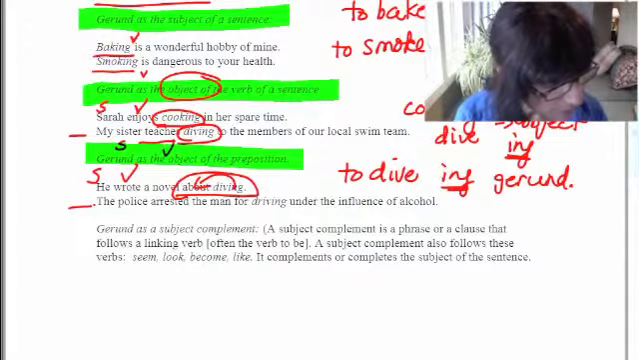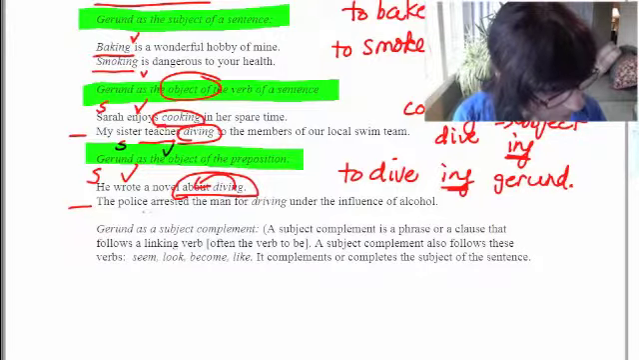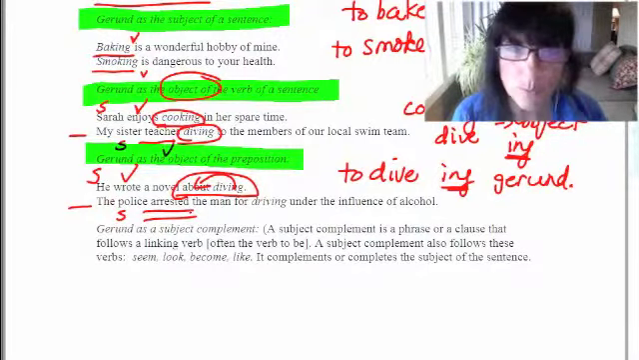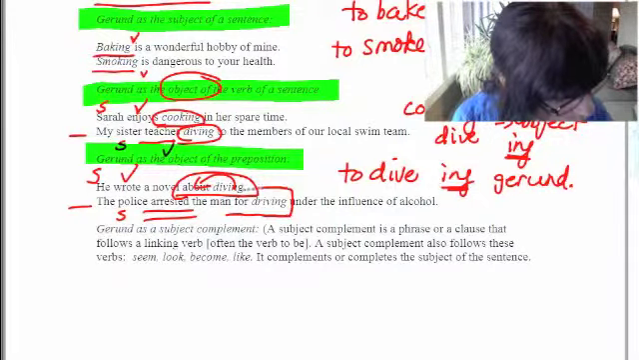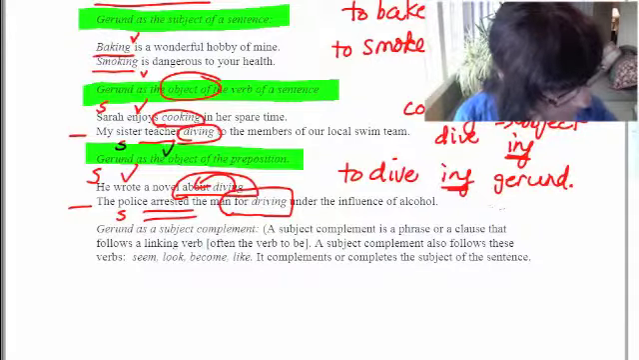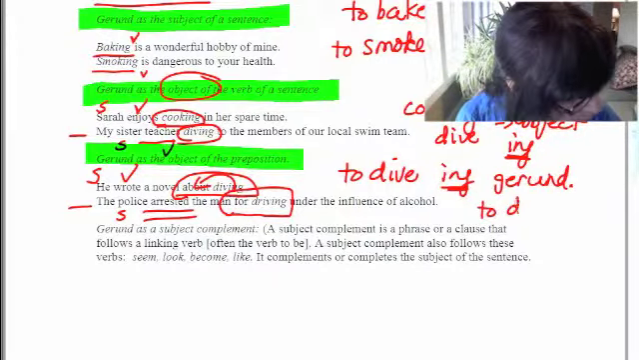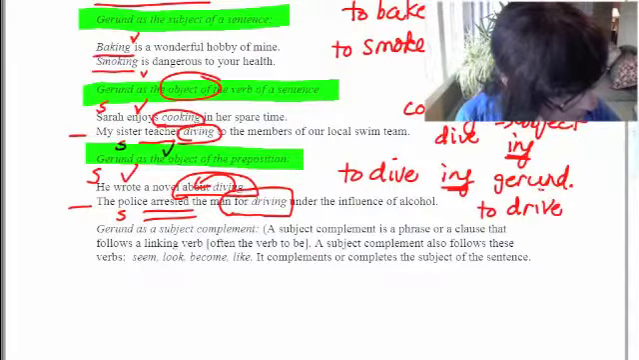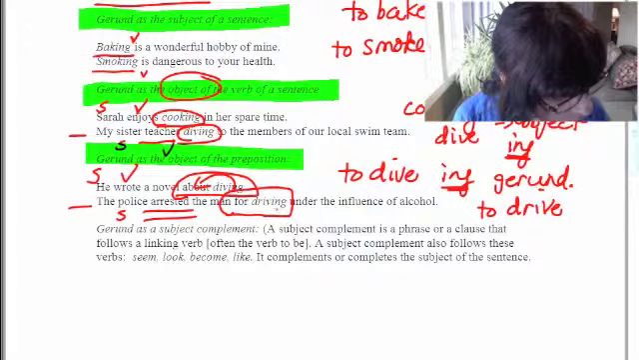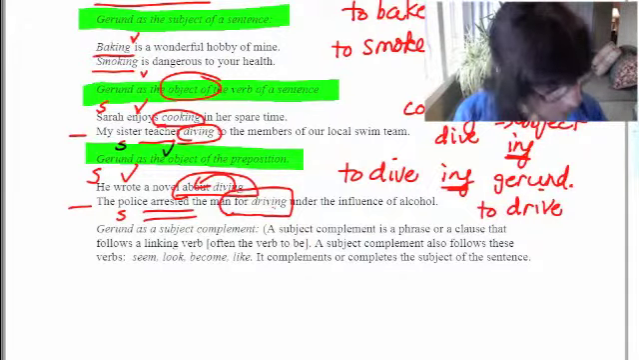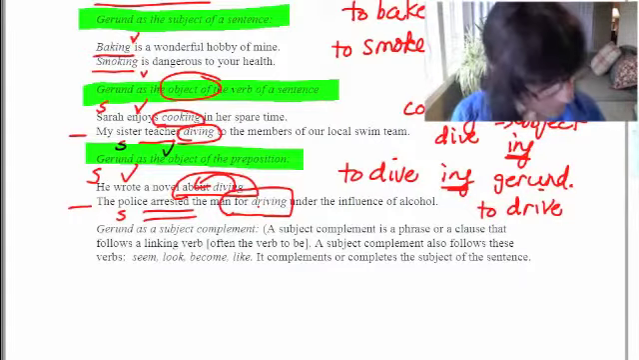And in this example, the police arrested the man for driving under the influence of alcohol. The police is the subject. The verb is, what did the police do? They arrested. And they arrested the man for driving. So that's not the main verb. It does come from the verb again, to drive. But it's not the main verb because the main verb is arrested. So he was arrested for driving. Driving is a gerund, and it's the object of the preposition for.